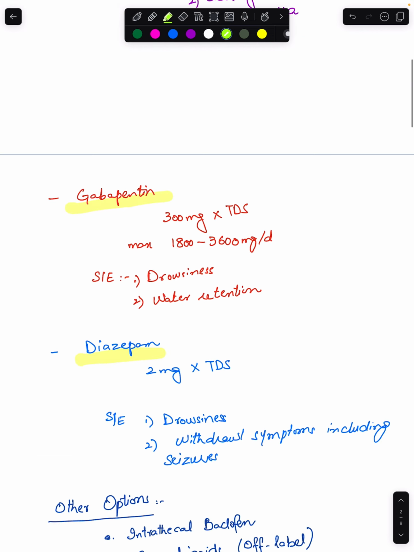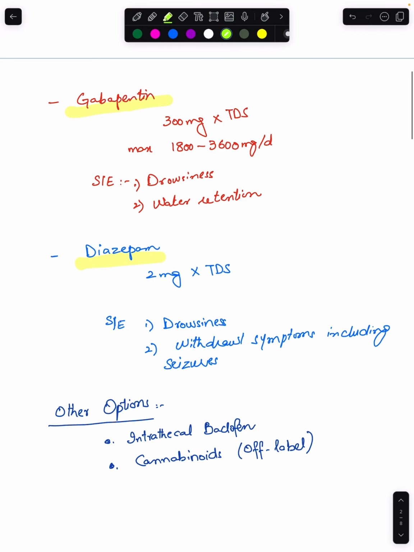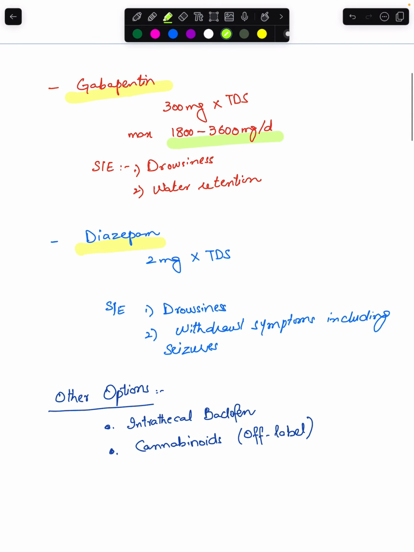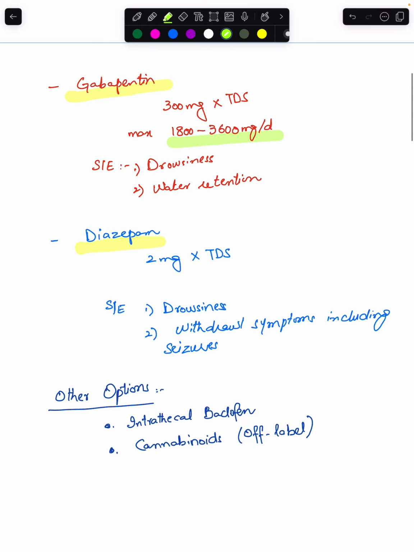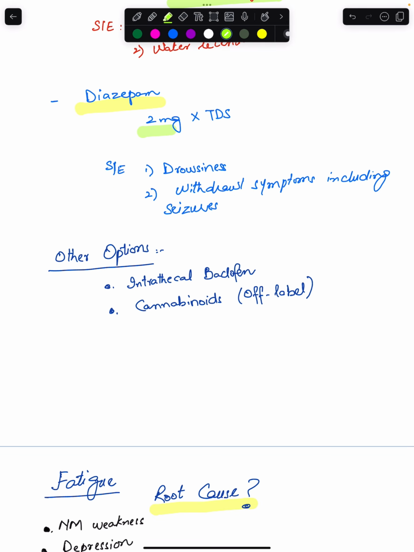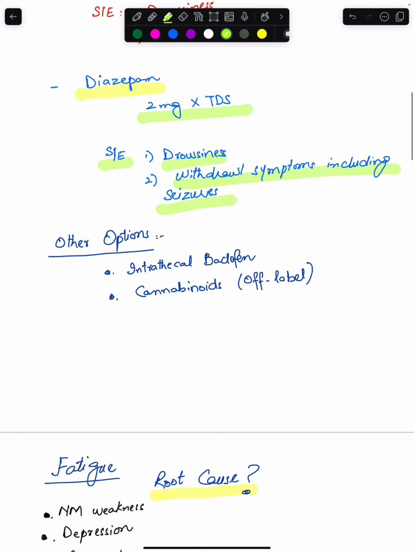Other than this, we have the option of gabapentin. Gabapentin is given in the dose of 300 milligram 3 times a day, that is TDS, and the maximum dose is 1800 to 3600 milligram per day. The side effects include drowsiness and water retention. The fourth option is diazepam, that is given in the dose of 2 milligram TDS, and the side effect includes drowsiness and withdrawal symptoms including seizures. The other options are intrathecal baclofen and off-label cannabinoids.